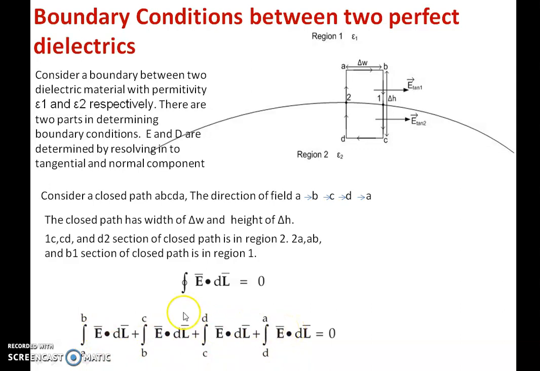Now I need to consider the boundary conditions. To consider the boundary condition, this height delta H should be very small, so I am considering delta H tends to 0. Then D to C and A to B will touch this boundary. So I can analyze the electric field at this boundary, that is, the tangential component on this side of the boundary and on the other side.